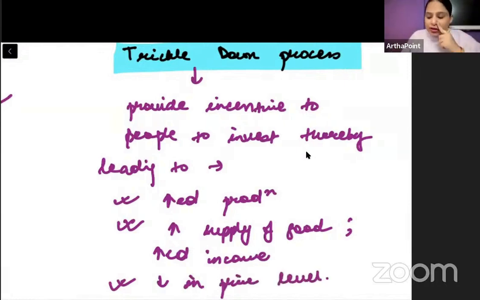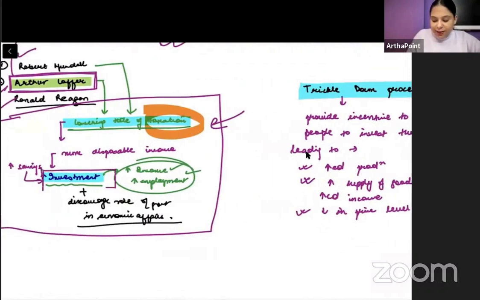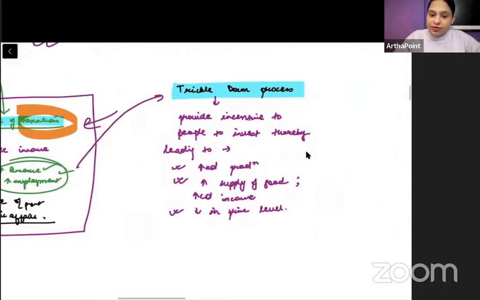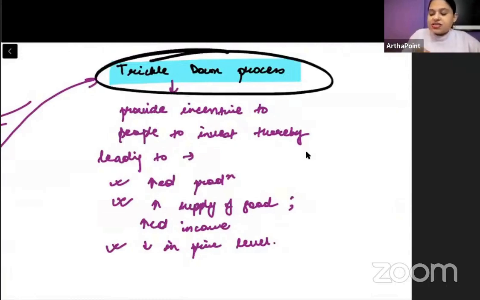ठीक है, तो क्या बोला उन्होंने? इसी चीज को, this thing, that what happens when investment increases, they called that as trickle down process. उन्होंने इसी चीज को बोला trickle down process. It means somehow we have to provide incentive to people, किसी तरीके से. अब ये incentive हम लोगों को कैसे दे सकते हैं?